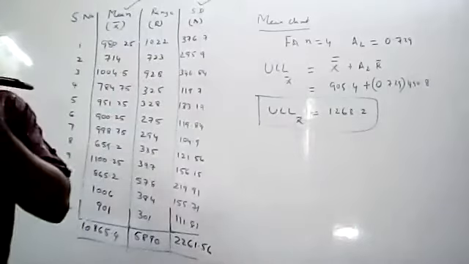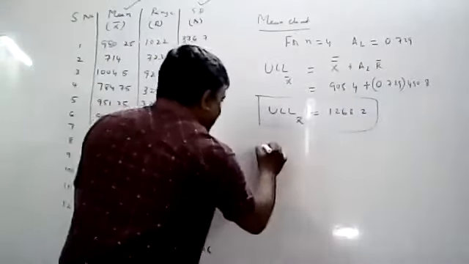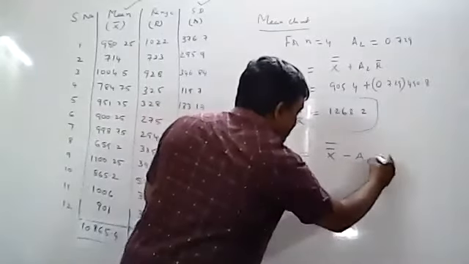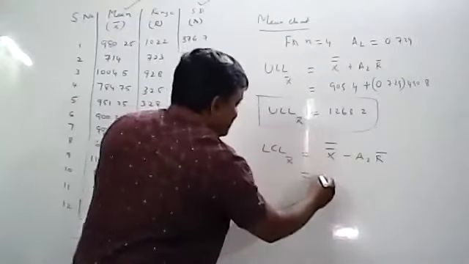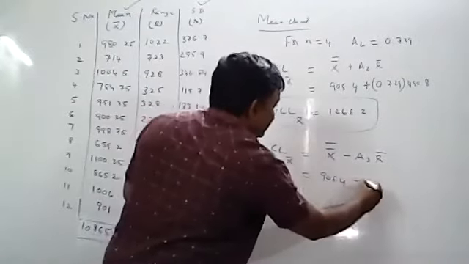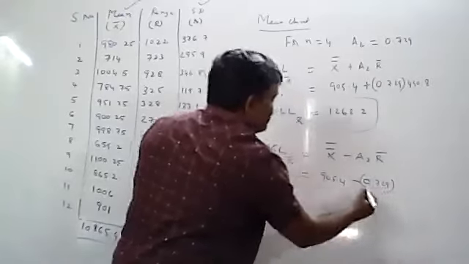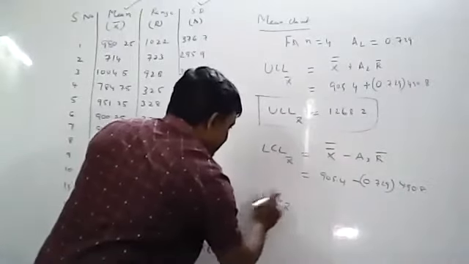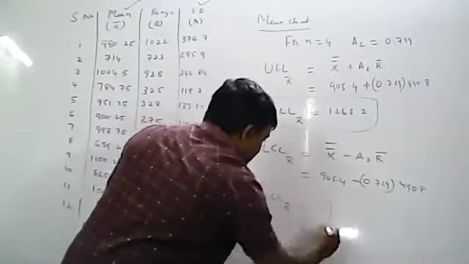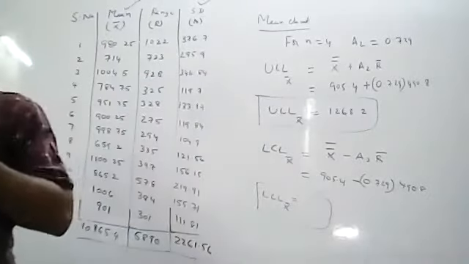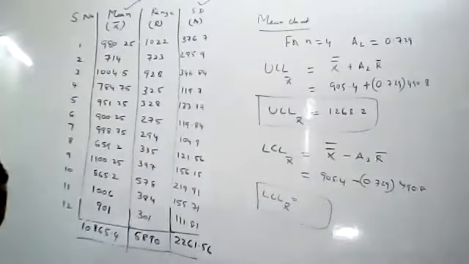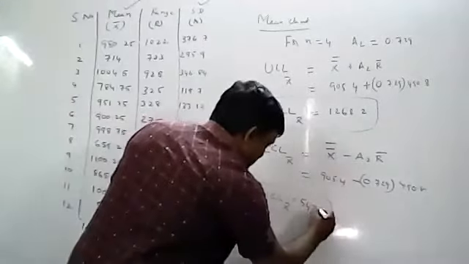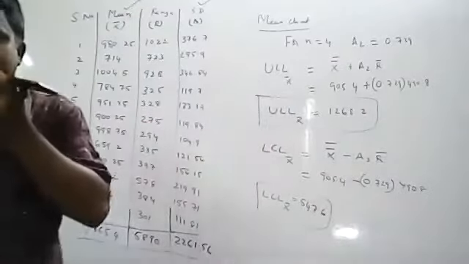Now UCL is completed. Next you have to take LCL X bar. What is the LCL X bar formula? X double bar minus A2 R bar. X double bar is 905.4 minus 0.729 into 490.8. Can anyone do this simplification and tell me the answer? LCL X bar equals 547.6. Now UCL and LCL are completed.